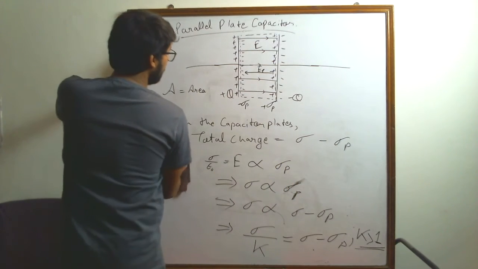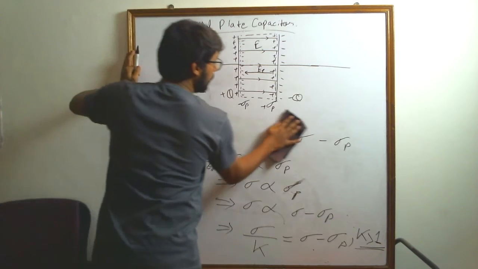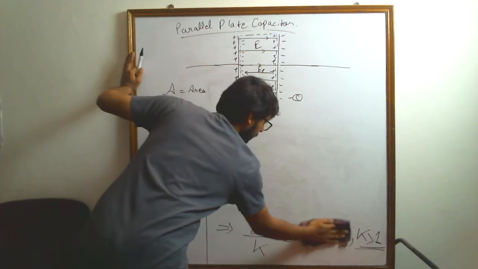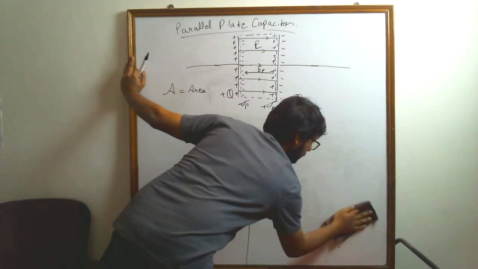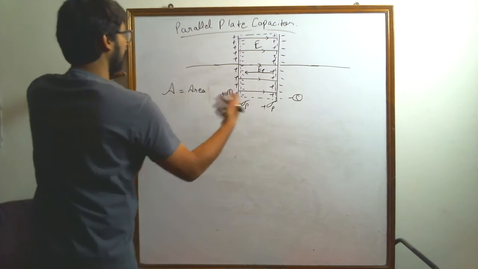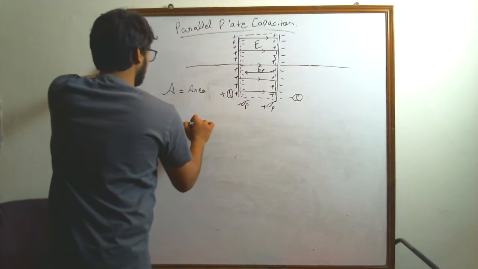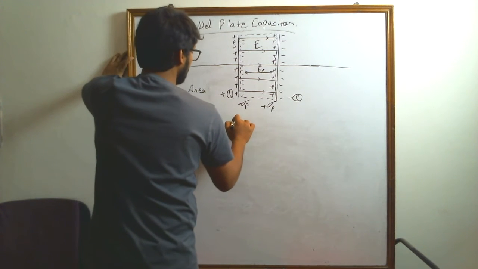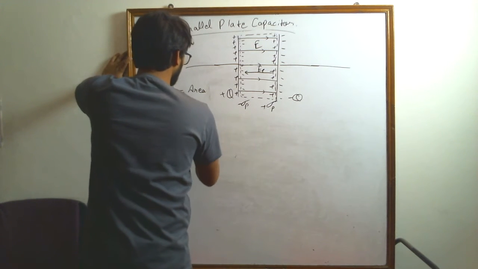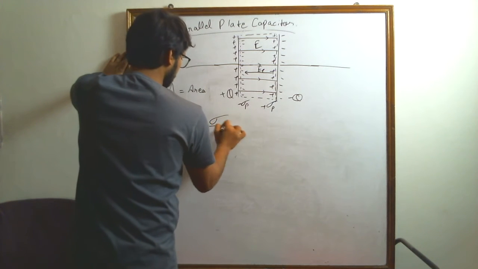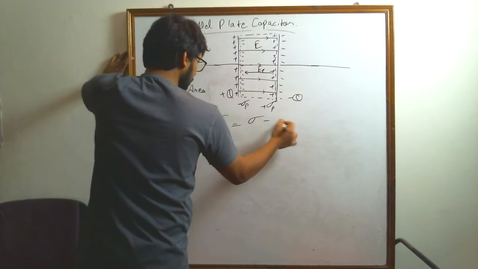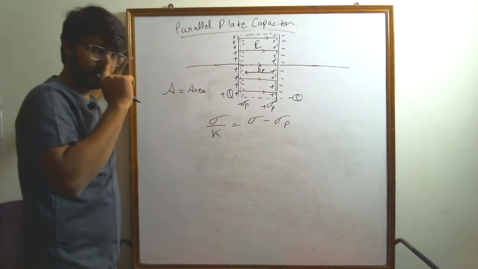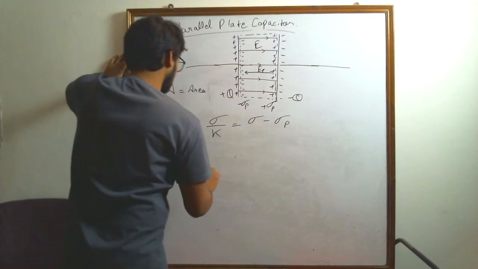Okay. So, once we have this, now we can simply get the effect of the dielectric in our case. So, the effect of the dielectric would be finally E will be equal to, okay, so once we have that, sigma upon k minus sigma p. Wherever sigma minus sigma p comes in, I can write sigma upon k.